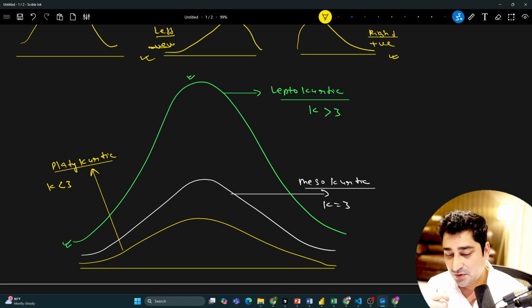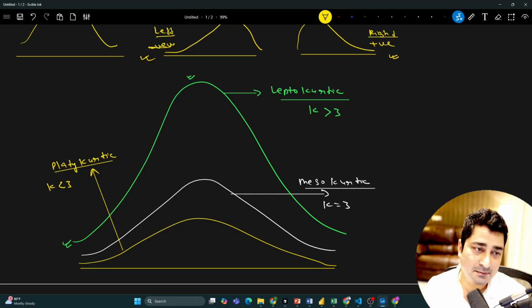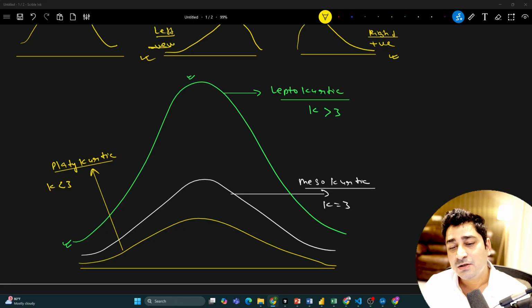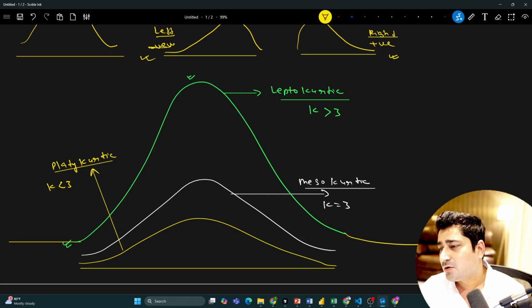Kurtosis always talks about the shape of the tail and the peak. Whenever I'm talking about leptokurtic, it is going to be heavy tailed. Heavy tailed means like this, it is going to spread. We'll have the majority of data concentrated over here, but we'll have a heavy tail. This is something called leptokurtic.